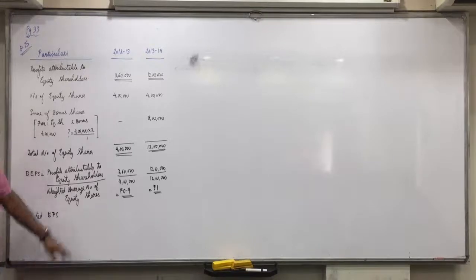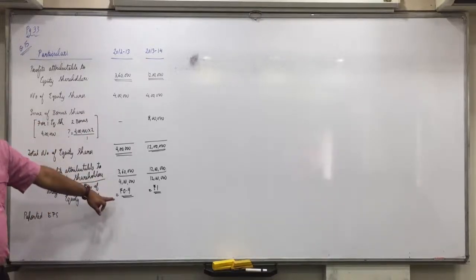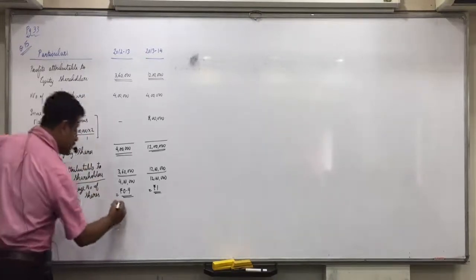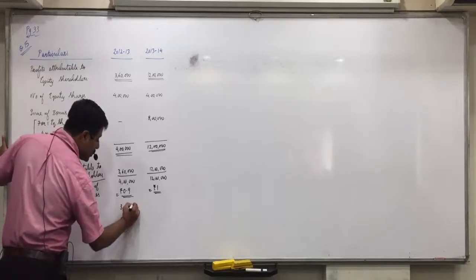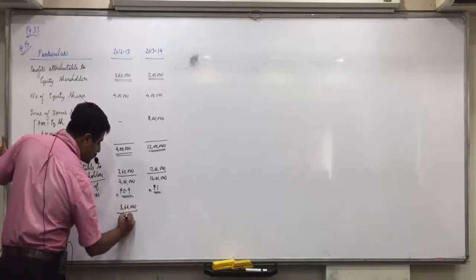But what will be reported to the shareholders? See here, actual EPS of 12 to 13 is 0.9. But what we will report to the shareholders is 3,60,000 divided by 12 lakhs.